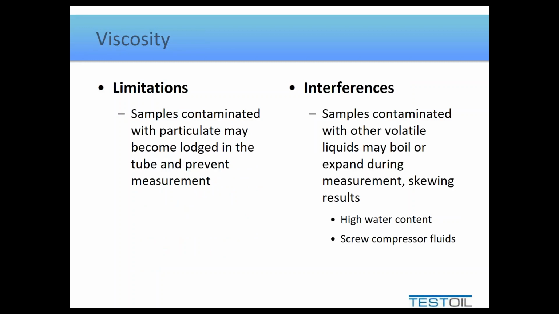As for interferences though, because we are heating the sample and expecting it to flow, if there's anything volatile in the sample, so fuel, solvents, refrigerants, those kinds of things, might boil in the tube. So while we're trying to measure the flow going down, we will have bubbles going up. And if those bubbles are going up, it really messes up the measurement.